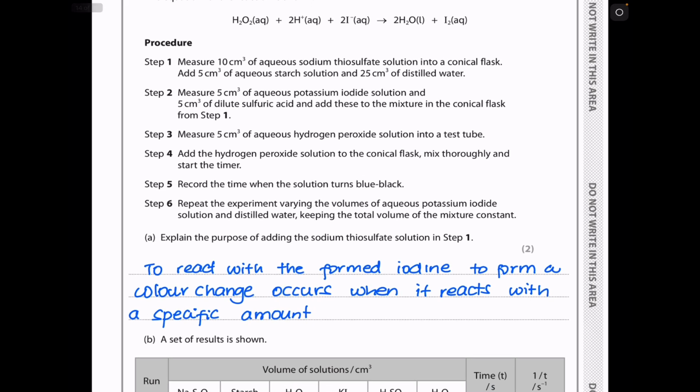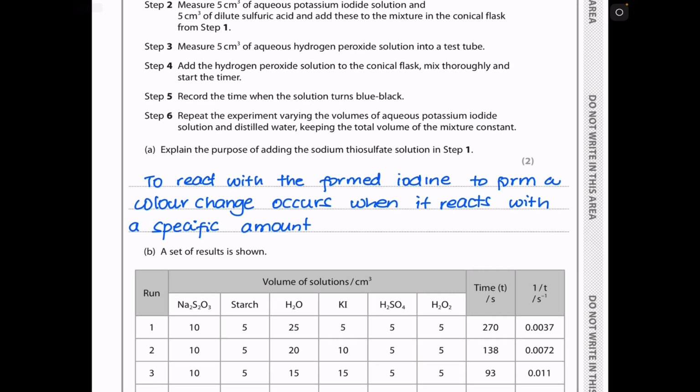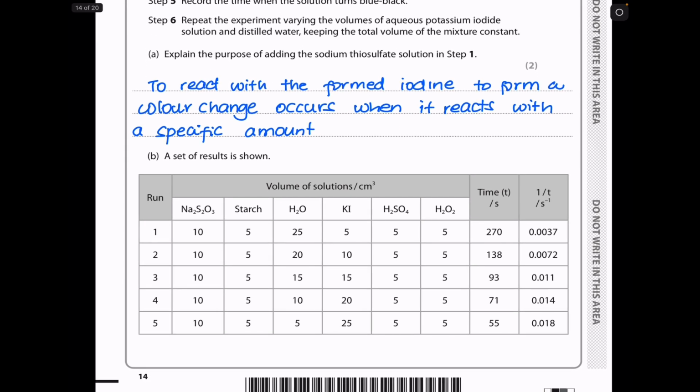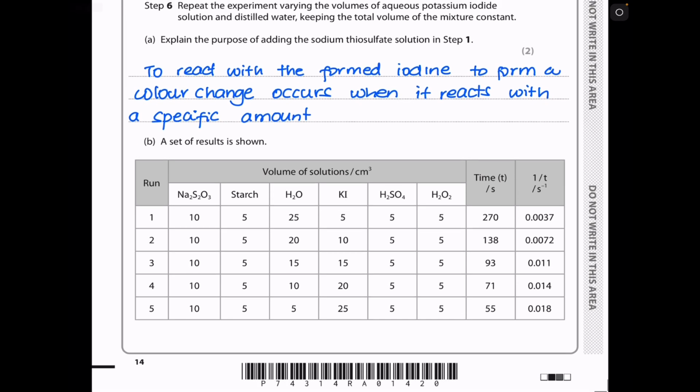Repeat the experiment, varying the volumes of aqueous potassium iodide solution and distilled water, keeping the total volume of the mixture constant. The first question says, explain the purpose of adding sodium thiosulfate solution in step 1. This is to react with the formed iodine so that a color change occurs when it reacts with a specific amount. Now this should be so that a color change occurs. Then in part B, they give us a set of results. We can see all this in the table.